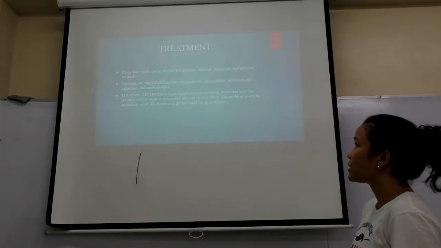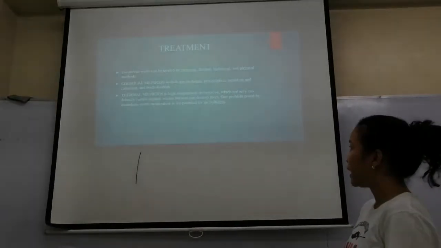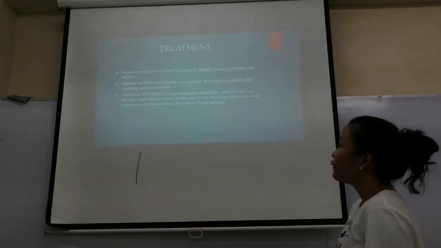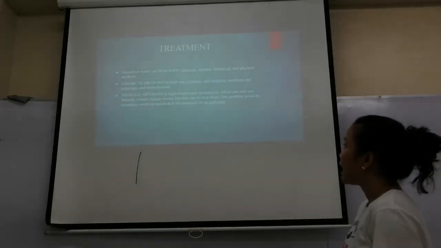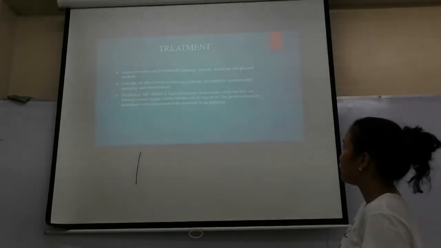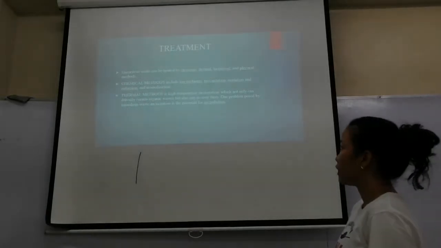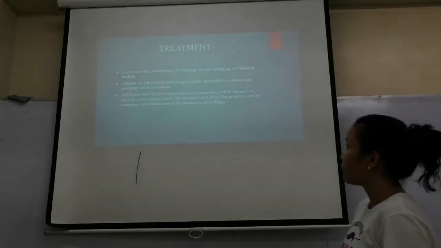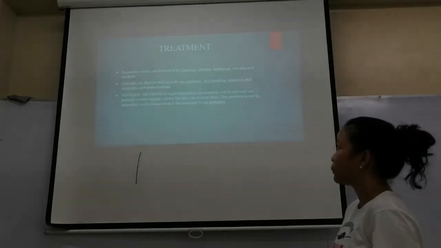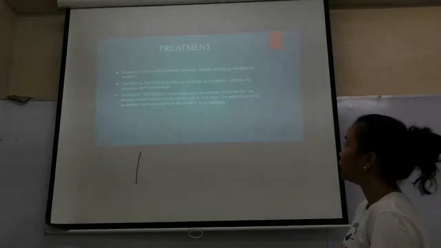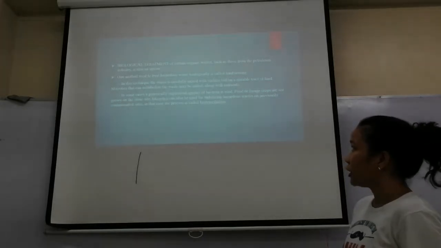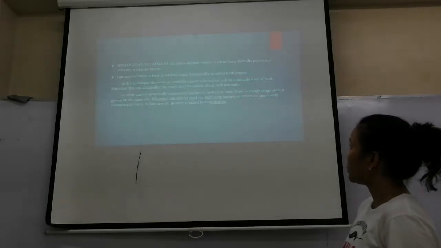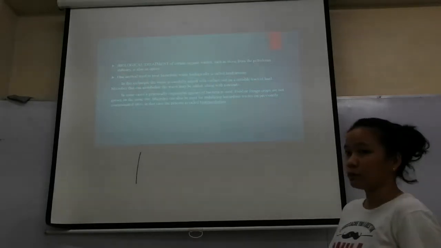So chemical methods include ion exchange, precipitation, oxidation, reduction, and neutralization. For thermal methods, there is high temperature incineration, which not only can detoxify certain organic waste, but also can destroy them. One problem posed by hazardous waste incineration is the potential for air pollution. So biological treatment of certain organic waste, such as those from the petroleum industry, is also one option.